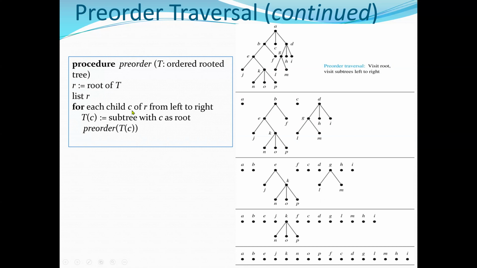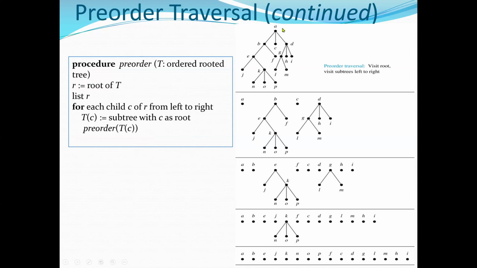So we go through the subtree, the left subtree root, which is C. Then we go through the list. So here we have pre-order, which is a recursive concept, calling the function. And we do the pre-order of the subtree T at C, the subtree with C as the root of the left subtree. So a very good example is given here.